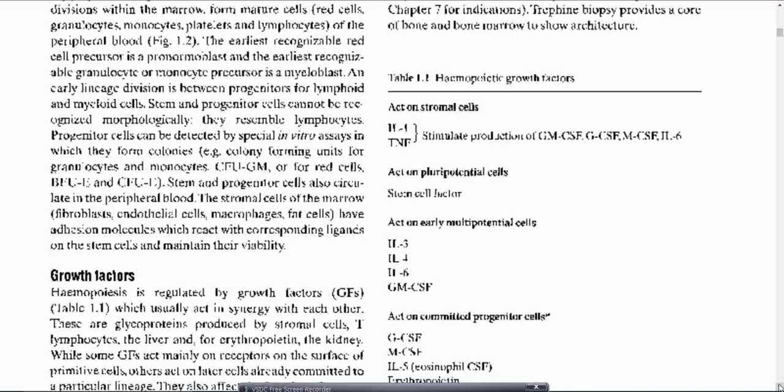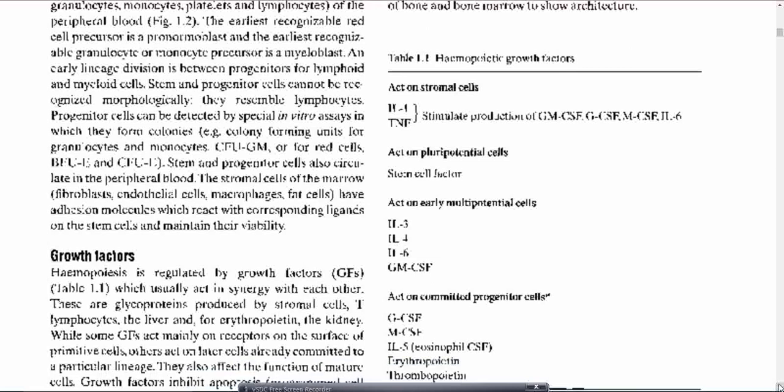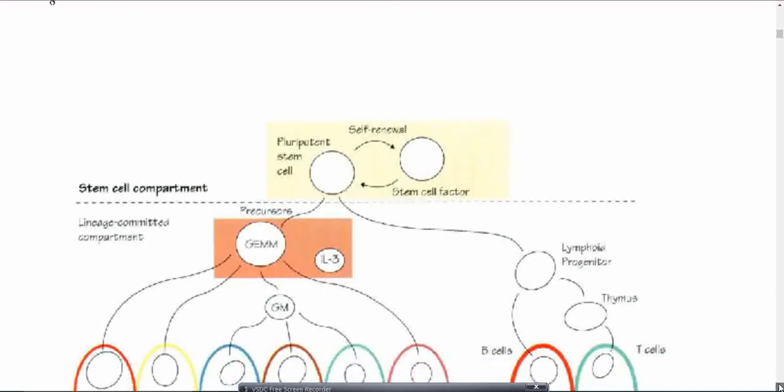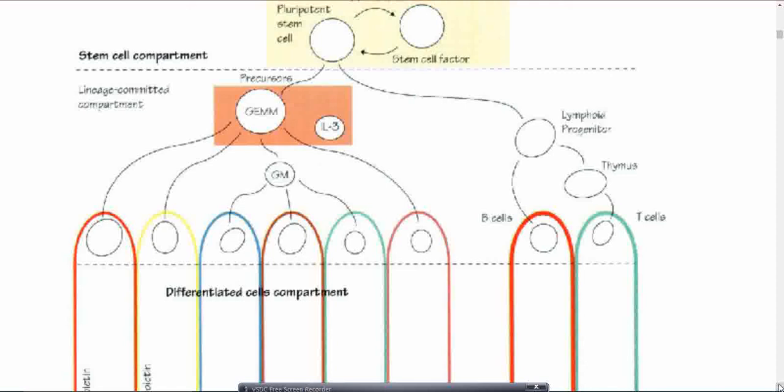After that we have action on pluripotent cells of the stem cell factor. When it acts on early multipotent cells, it produces intermediates like interleukin 3. These are just the growth factors. So when they play their role well, we end up having blood being produced. The same diagram is presented here. You can see how the differentiated cells compartment looks. From the pluripotent cell we have the stem cell factors.